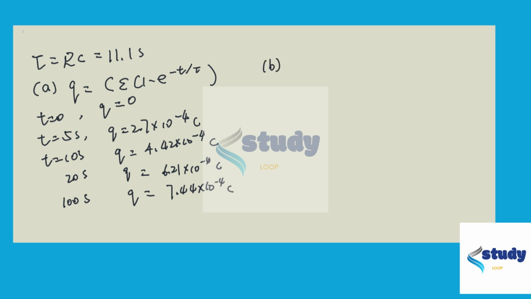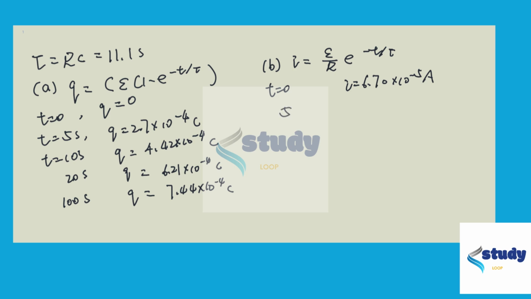For question B, similarly, the current is equal to the EMF over R times e to the negative t over tau. We know the EMF is 60, and we know R is 0.895 times 10 to the 6 ohms. So we plug in the numbers again. When t equals 0, we have I equal to the maximum value, which is 6.70 times 10 to the negative 5 ampere.